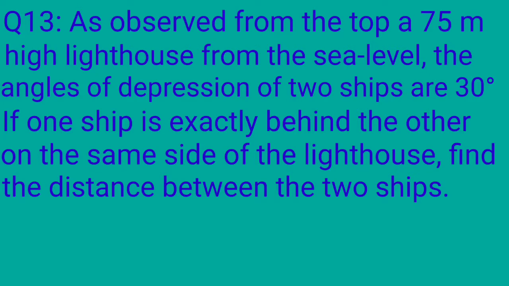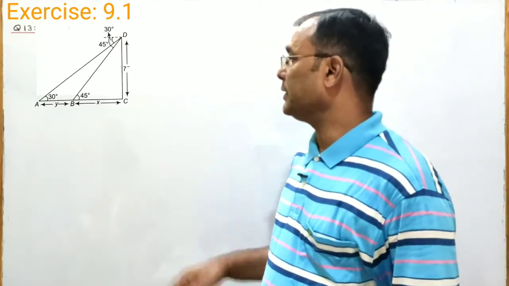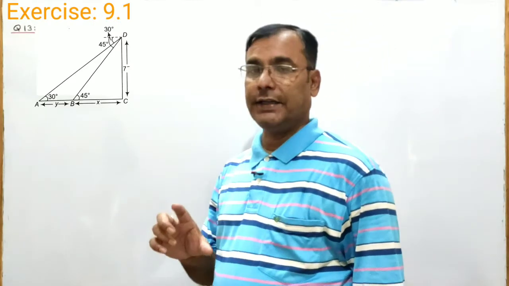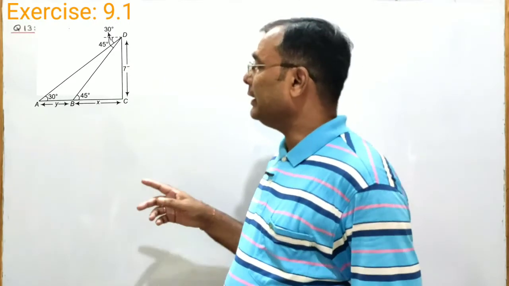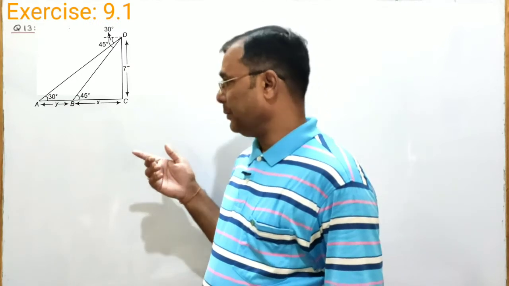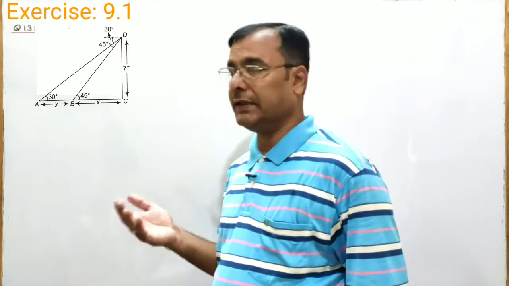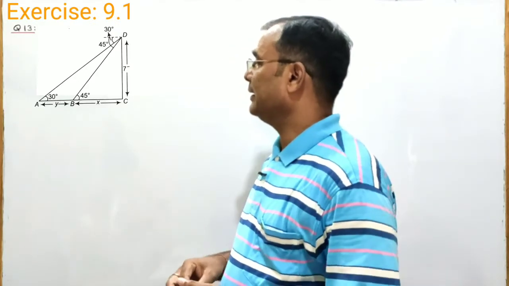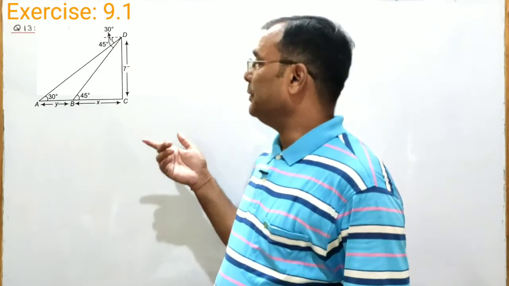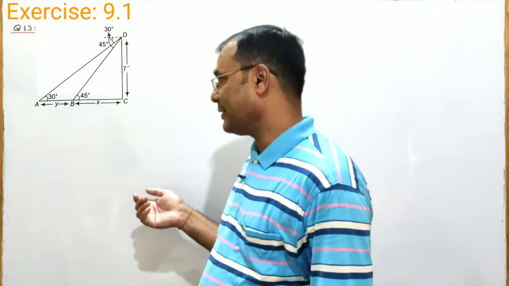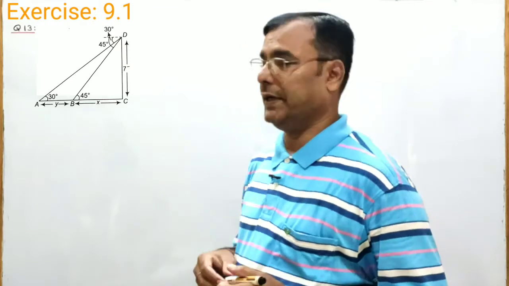Let us draw a figure for this question. In this figure, CD represents the height of the lighthouse, which is given 75 meter in the question. A and B represent the positions of the two ships exactly one behind the other on the same side of the lighthouse CD of height 75 meter. BC let us take as x, and AB, the distance between the two ships, let us take y.